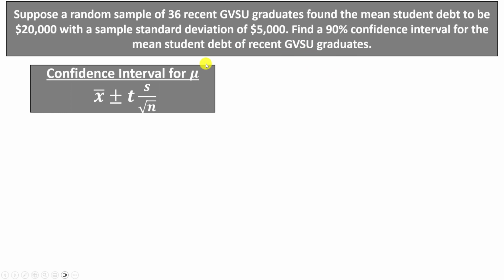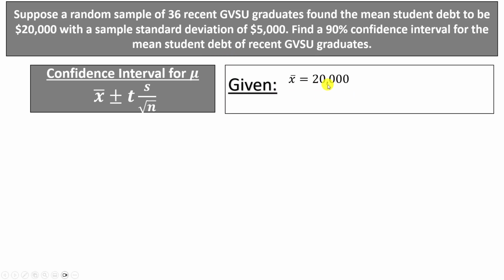The confidence interval formula for the mean is x bar plus or minus the t-score multiplied by s over the square root of n. The first thing you should do is write down all of the symbols related to the numbers that are given in the problem. We are given that the sample mean is $20,000, and that is x bar. We are also given that the sample standard deviation is $5,000, which is the value for s.